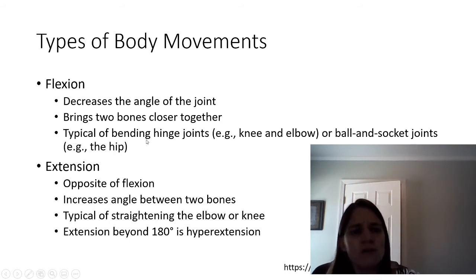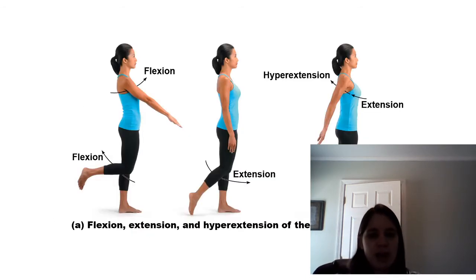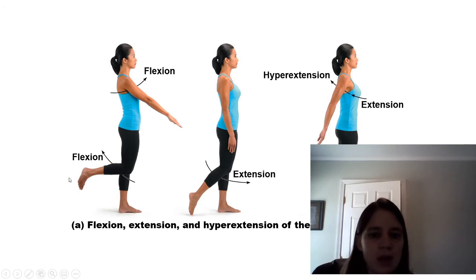So flexion is going to decrease the angle of a joint, right? So it's going to be typically bending a hinge joint. It brings two bones closer together. Extension is the opposite. It's going to increase the angle between two bones, right? So flexion, extension. If you move beyond 180 degrees, it's hyperextension, right? Like if my forearm goes way back, that's kind of a problem. Typically it's a problem. So we could have flexion, extension, hyperextension here.